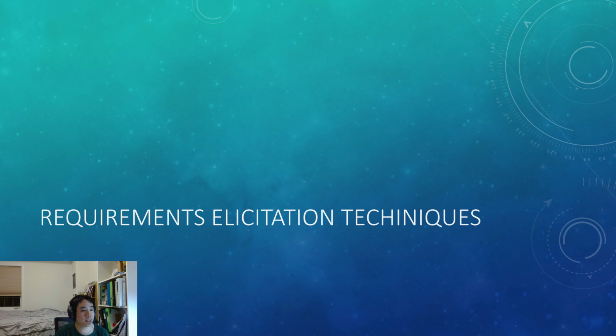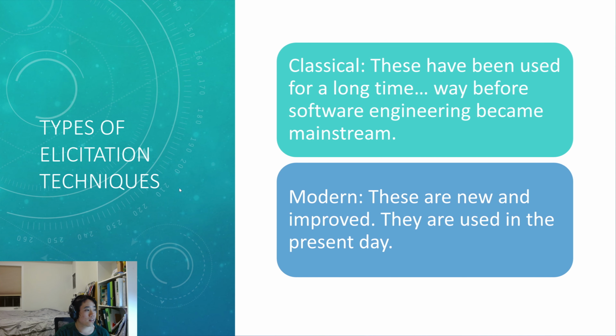Okay, so here are some elicitation techniques. There are two types that we have learned: the classical and the modern techniques. The classical techniques have been used for a long time, actually way before software engineering became mainstream. The modern ones are more recent and more improved, and they're pretty new. So they may apply to solutions in the present day. Who knows?